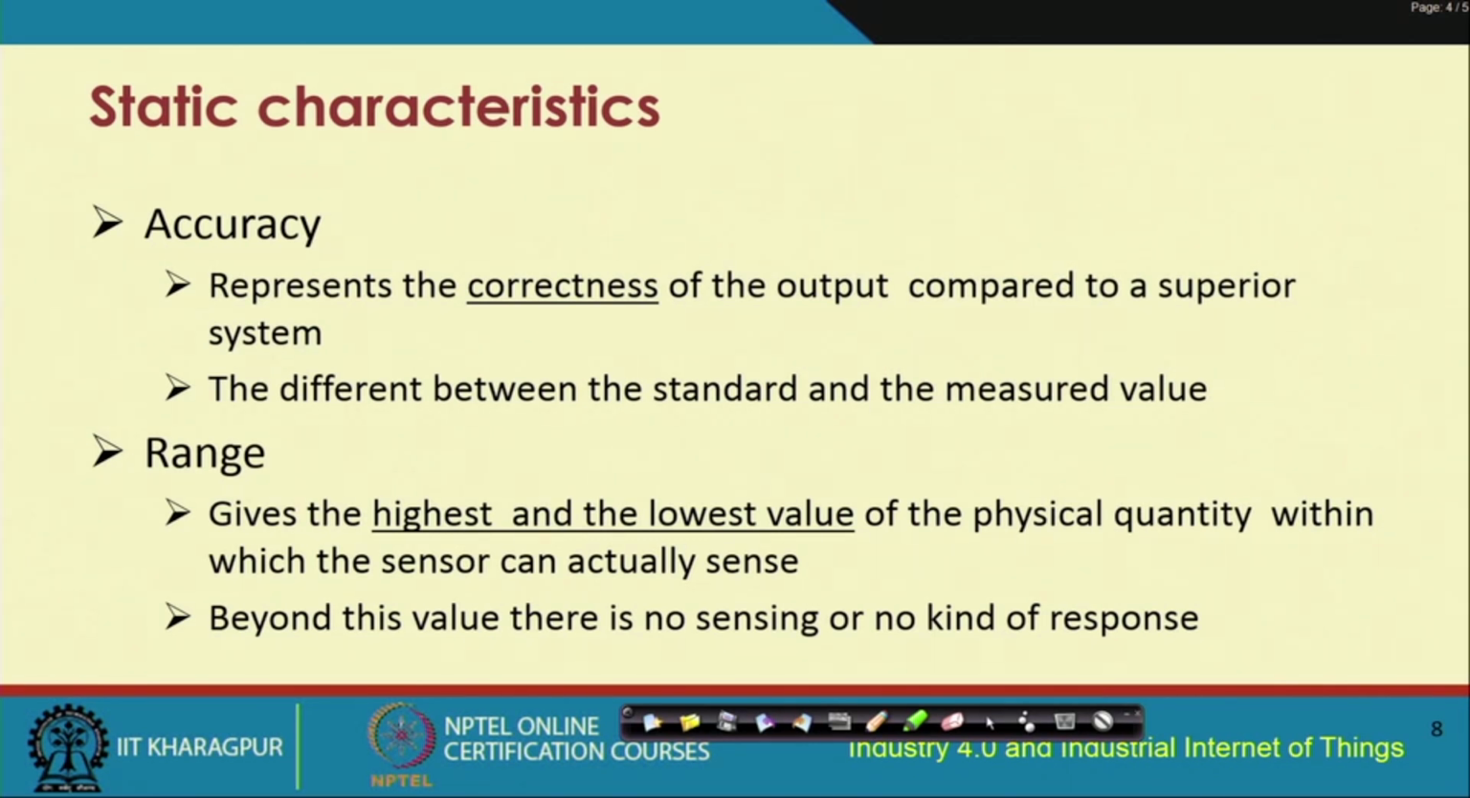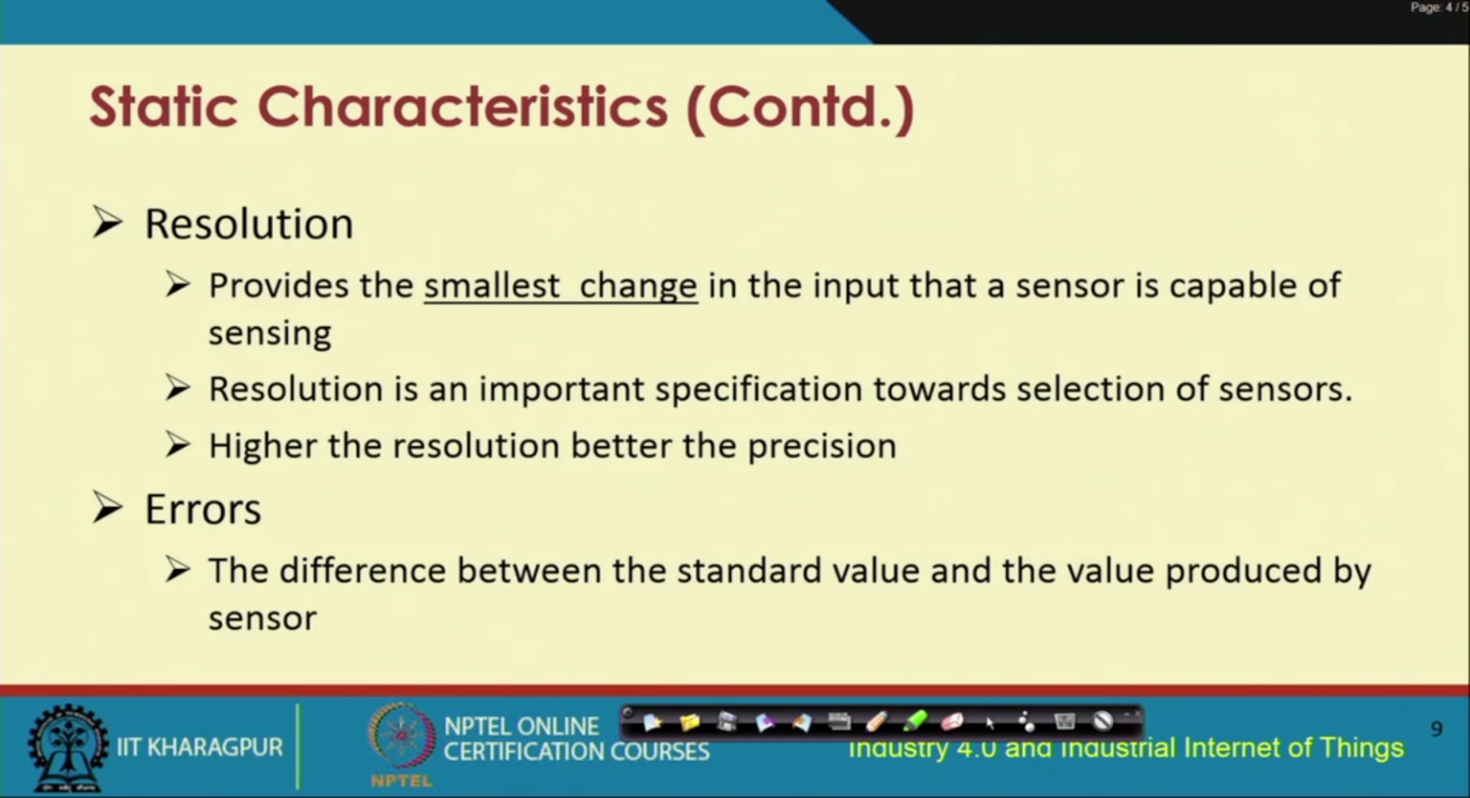Then we have another static characteristic, which is the range. Range means the range of operation, lowest value to highest value. How much is the range of operation of a particular sensor? Lowest temperature to highest temperature of a particular temperature sensor is the range of that particular sensor, right. Then we have resolution. And resolution is about the smallest change in the input that a sensor is capable of sensing, like the resolution of a camera, for instance. Similarly, you have the resolution of a sensor, like a temperature sensor. So, the smallest change in temperature that a particular temperature sensor is able to sense or detect is basically the resolution of that sensor.